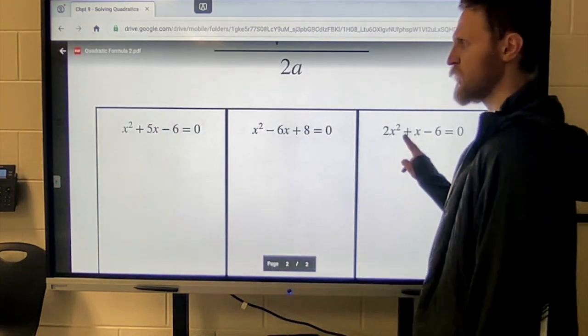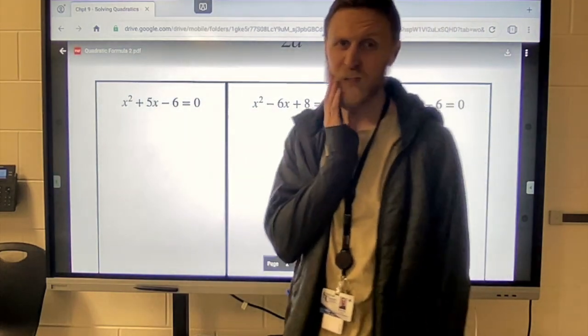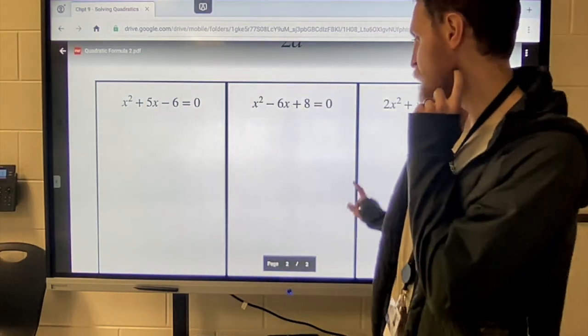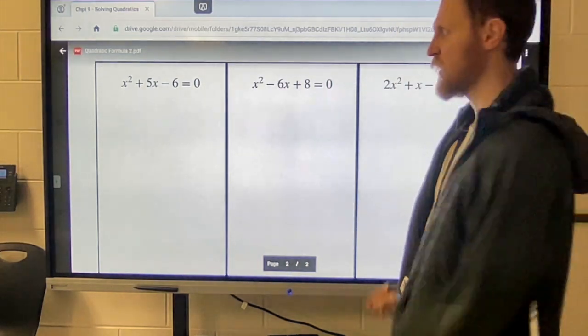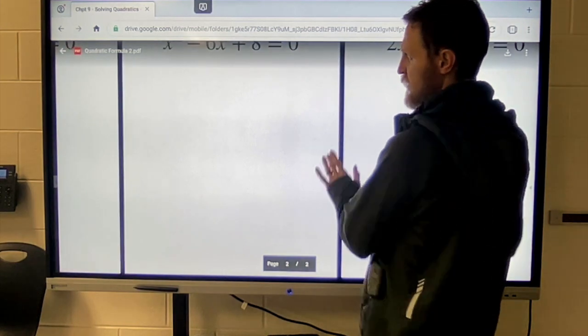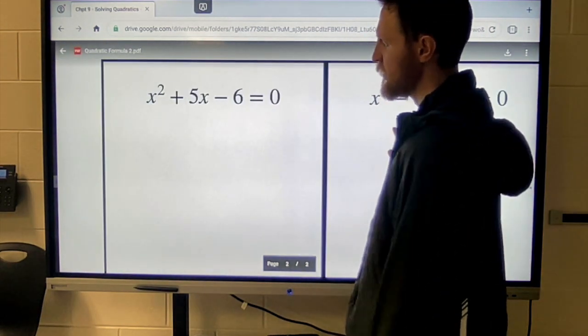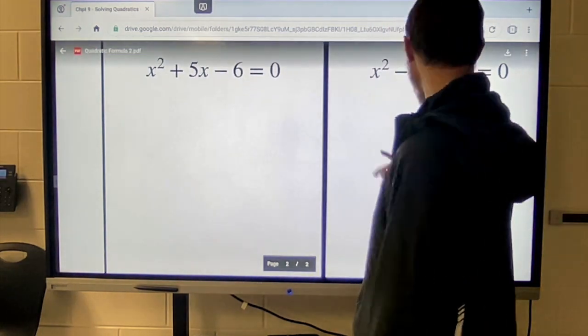So the first example that you have, x squared plus 5x minus 6 equals 0. I was really nice, and I made sure it already equals 0 for you, so you don't have to worry about that. The first thing you're going to want to do here is make sure that you understand what your a, your b, and your c values are. I made it larger so that you can see it better. So my a, my b, and my c.